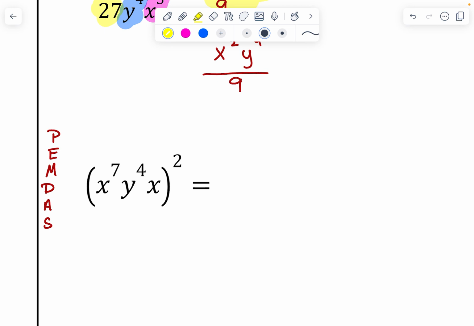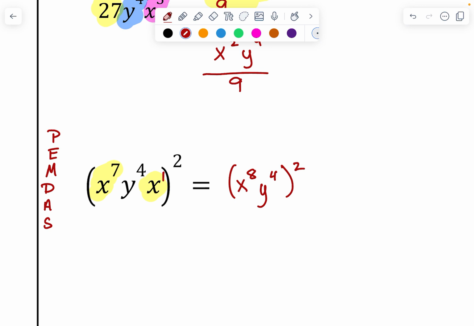Now I'm looking inside my parentheses and I'm seeing that I have 2 X's. So I want to simplify those together with the product rule first, and then I will distribute my 2 on the outside of my parentheses. So I know that if I don't have an exponent, there's an imaginary 1 there. So this can be rewritten as x to the power of 8, y to the power of 4. Okay, remembering that I'm using the product rule, adding my 7 and 1 exponents together.